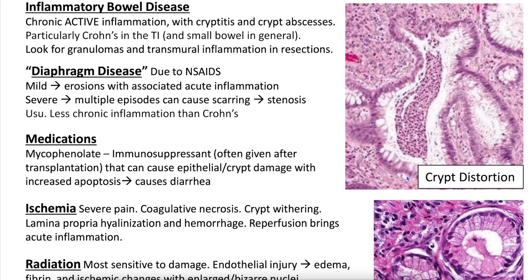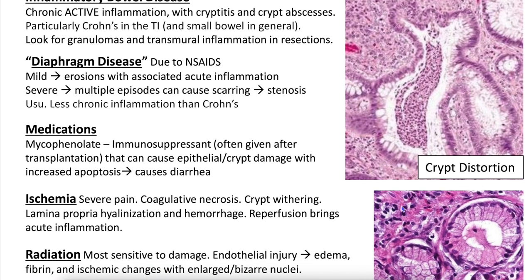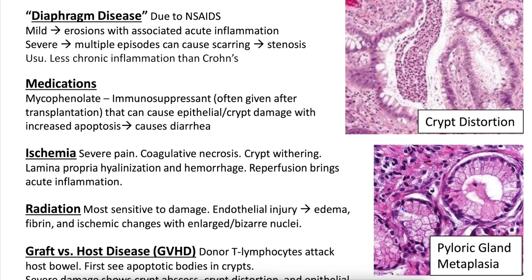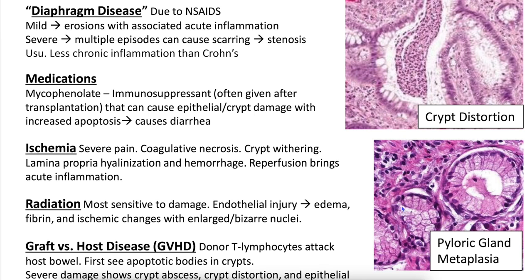you'll have not only chronic but active inflammation as well, with cryptitis, crypt abscesses, particularly Crohn's in the terminal ileum. Look for your granulomas, transmural inflammation in the resections. Diaphragm disease due to NSAIDs, and some mild manifestation is erosions with associated acute inflammation. Severe is multiple episodes can cause scarring and stenosis. Usually less chronic inflammation than Crohn's.